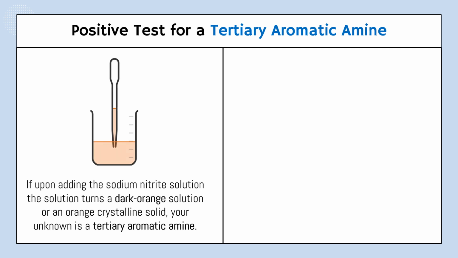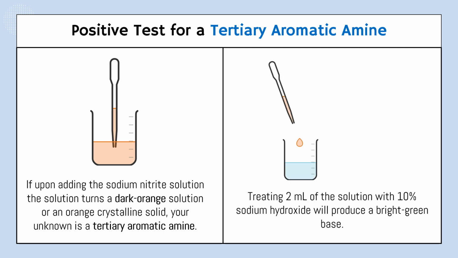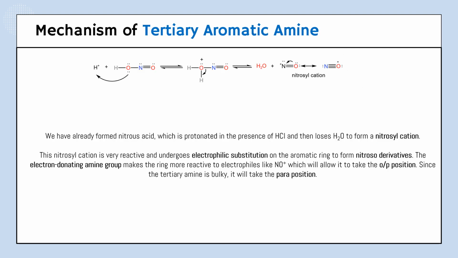Now, if we add the sodium nitrite solution and the solution turns a dark orange color, this indicates that we have a tertiary aromatic amine. If we treat 2 milliliters of this solution with 10% sodium hydroxide, you should see a bright green base. This is because we have already formed nitrous acid, which is protonated in the presence of HCl and then loses H2O to form a nitrosyl cation.